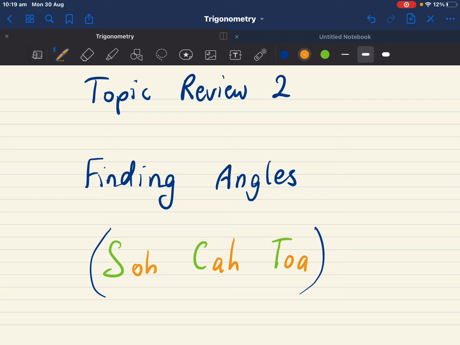Topic review 2. This one's dedicated to finding angles. All those different trigonometry questions we've done where it was the angle that we were finding. Alright, let's just get straight into it.